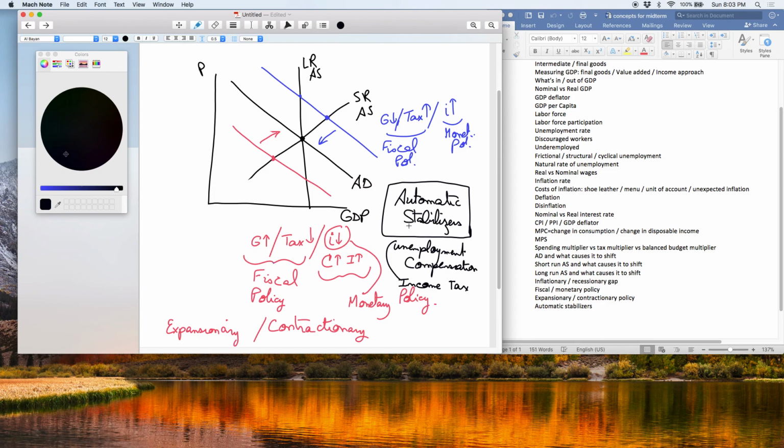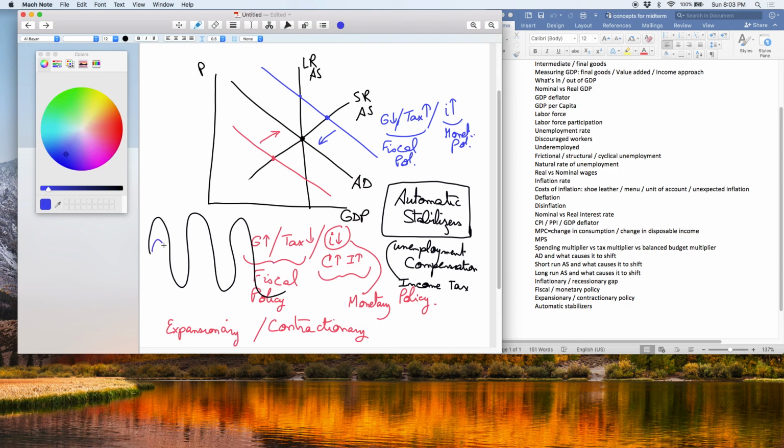Okay, so the point is that automatic stabilizers, without them, the business cycle might be like this. With the automatic stabilizers, it dampens the cycle, right? So it's a stabilizer. It stabilizes the economy. Okay. All right. That is all I wanted to go over.